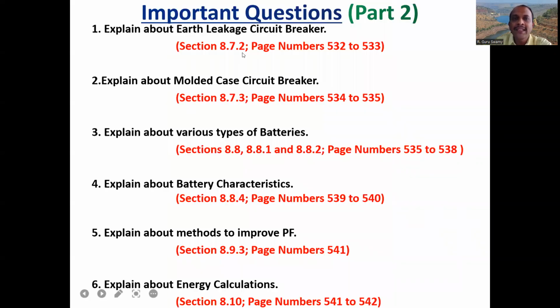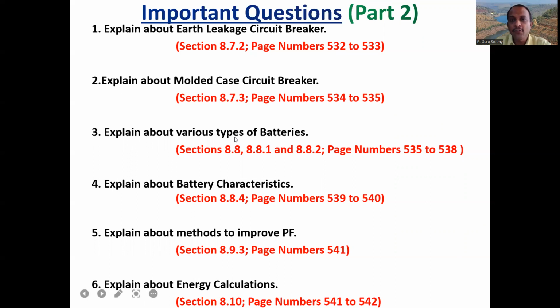If you are going for the earth leakage circuit breaker, students, you can go to section 8.7.2. I want to be more clear, so I will mention the section because you study a lot. Here for the earth leakage circuit breaker, the diagram, the explanation of the diagram and the working principle you can find in just one page, 32 to 33. And for the molded case circuit breaker, you find a very big figure; try to draw that figure, and later you can find it in page numbers 34 and 35, one page.